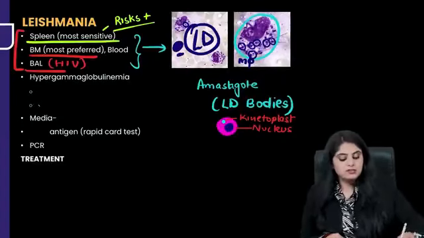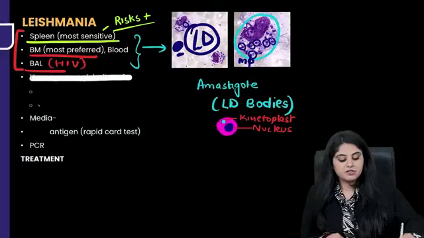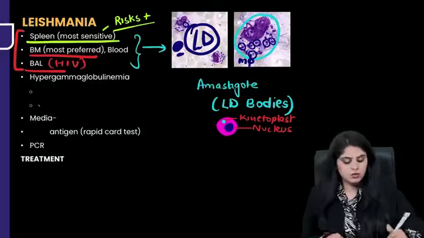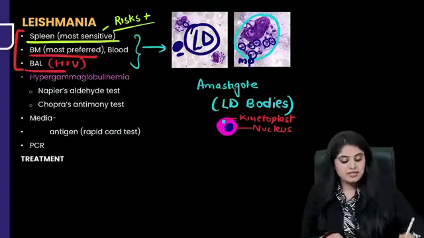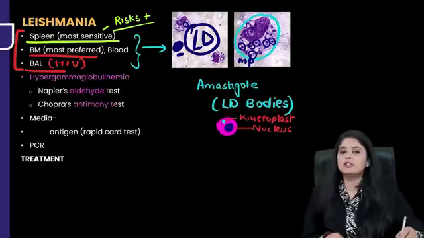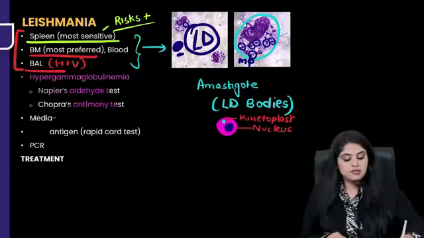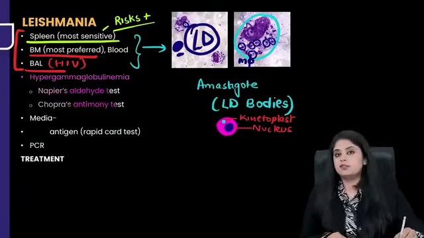Fine. Then you will ask me, because it's a parasitic infection, is there going to be an increase in the immunoglobulins? Yes, there is the aldehyde and antimony test for immunoglobulin. No one does it now, honestly. It's only for your MCQs. Napier's aldehyde test and Chopra's antimony test are used over here.